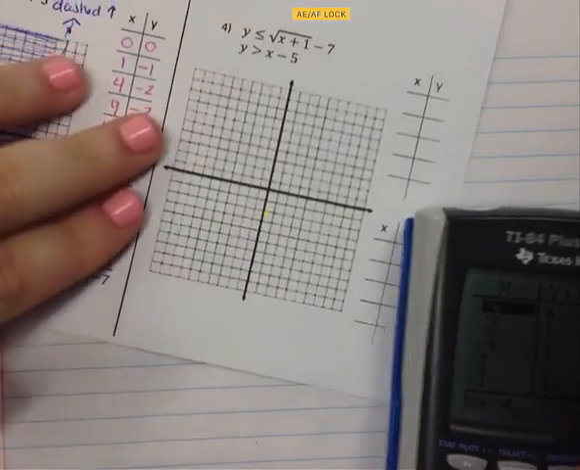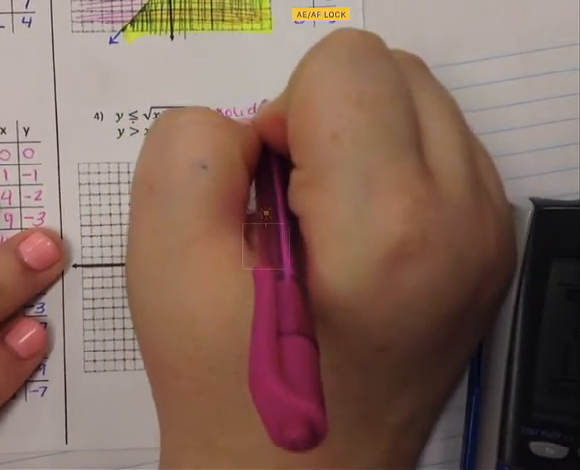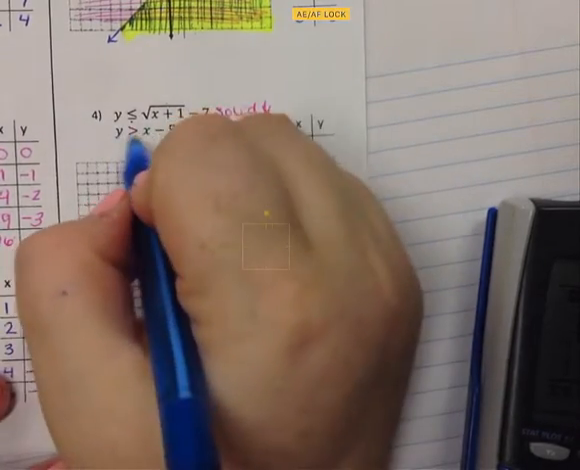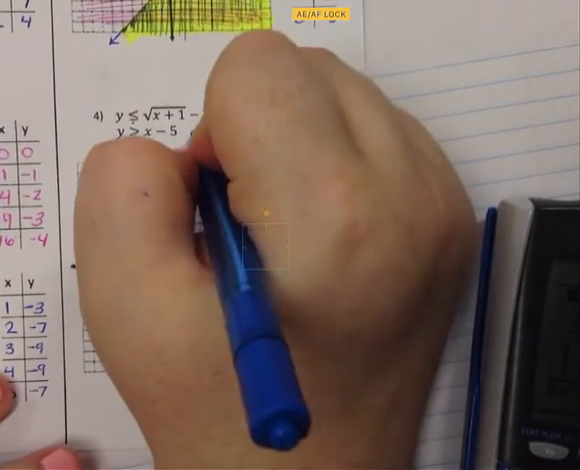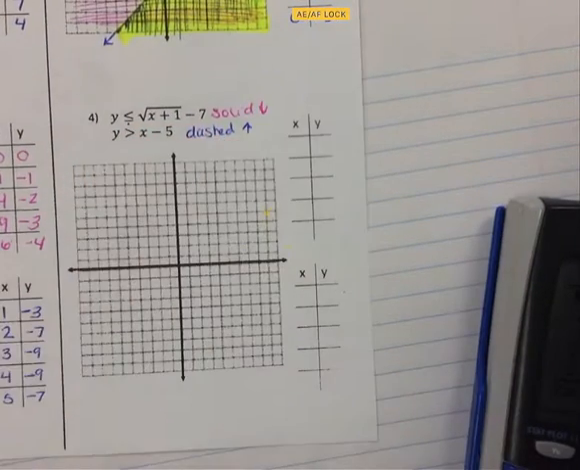And these are in Y format, so we can say the pink is going to be a solid graph, and it will shade down because it's less than. The second one is going to be a dashed line, and it will shade up. Again, sorry about the bell.